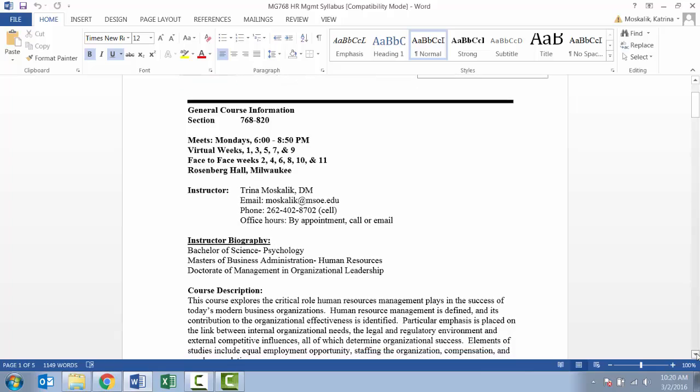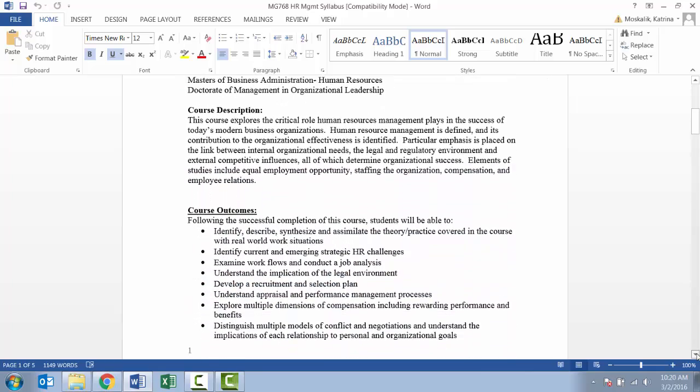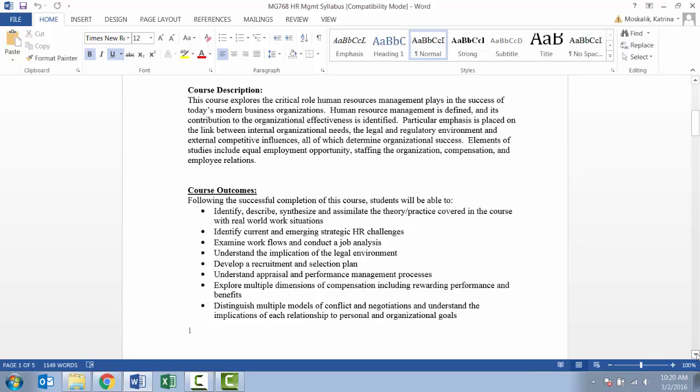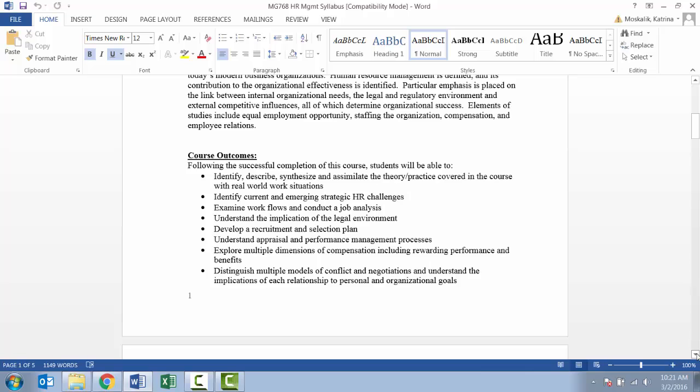I have a little bit of details on my education background, and then it goes into course description. This is a human resources course. We're going to discuss the major pillars of human resources in some level of detail. Some of them we'll just touch on enough that you understand the concept, and some of them will do deeper dives and really get into creating and analyzing the information. You can see a couple of the course outcomes here listed on the syllabus, and they are all going to be things that we will cover in this course.